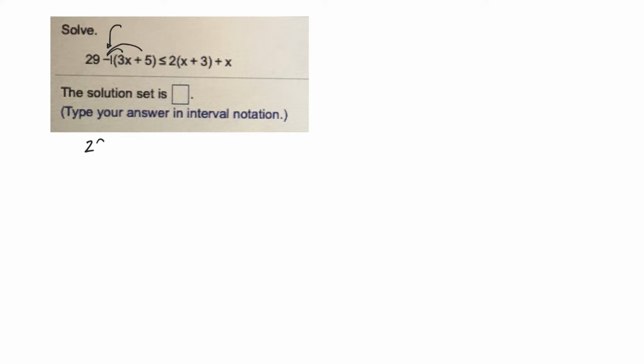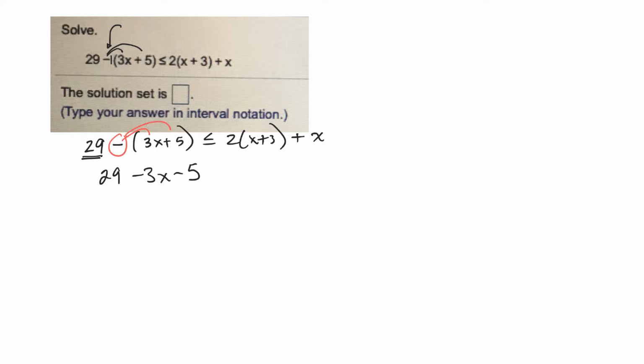So let me rewrite the question. 29 minus (3x plus 5) less than or equal to 2 times (x plus 3) plus x. Okay, so I'm going to distribute that negative sign. So this will change to 29 minus 3x minus 5. Notice that you're not distributing the 29. You're taking the negative sign and distributing it to both of those. So basically what's inside changes sign.